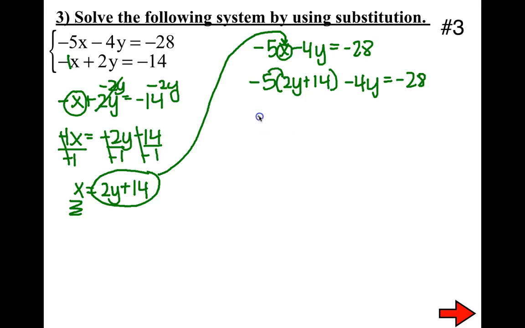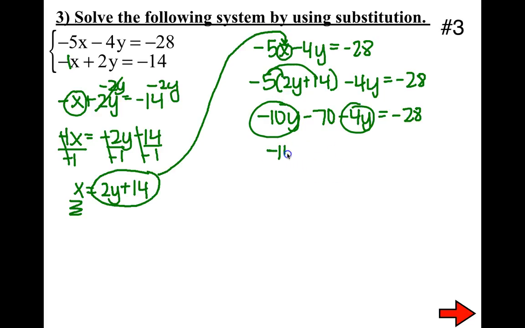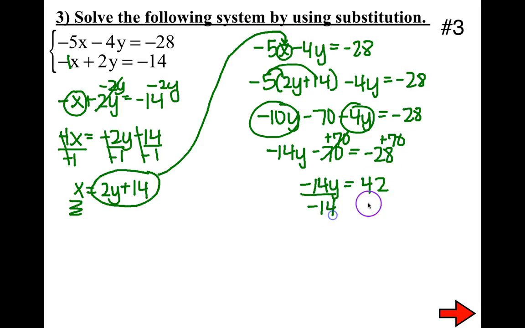Here you're going to have to distribute, so negative 10y minus 70 minus 4y equals negative 28. At this stage, I can go ahead and combine like terms, so negative 14y minus 70 equals negative 28. Here, just add 70 to both sides, leaving me with negative 14y equals, let's see, 42. Divide both sides by negative 14. I'm left with y equals 3.